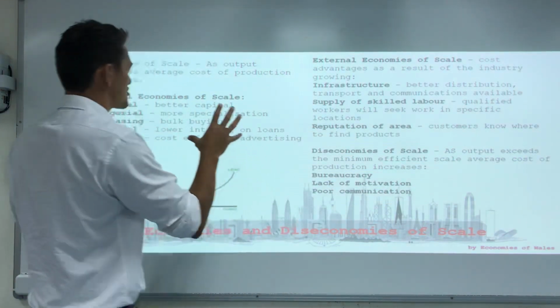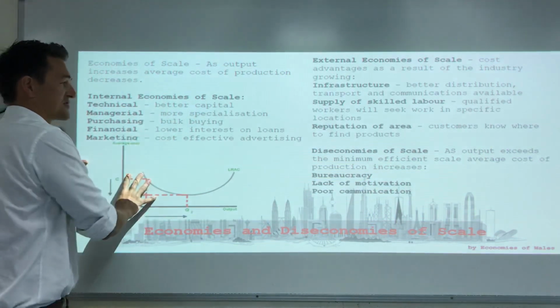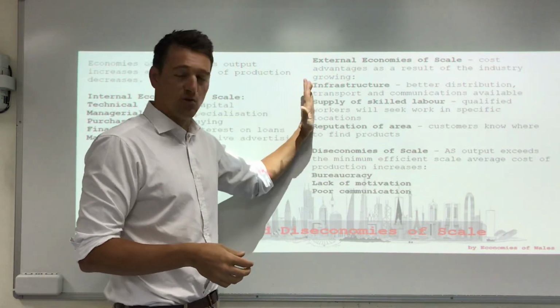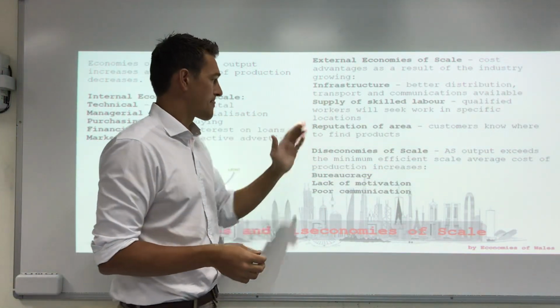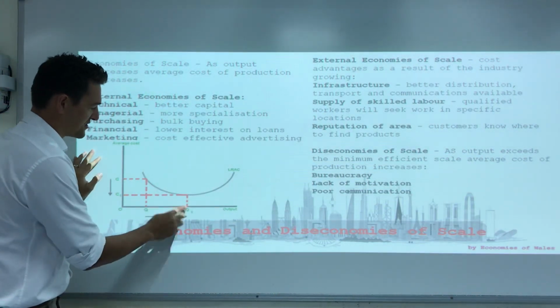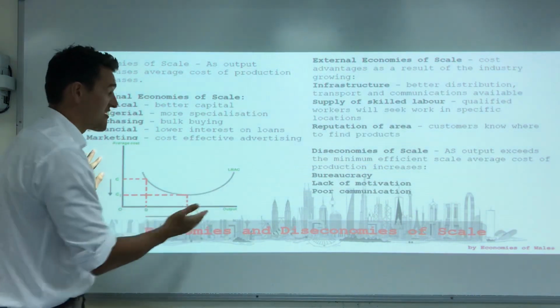So the most common one you're going to talk about is internal. How does the business get bigger itself and therefore save money? But we must also consider how the industry gets bigger and that also gives benefits to the business. Okay, last thing in this section, this diagram here, I'd take you down to Q2, which is the minimum efficient scale, but what about when the curve starts to rise again?